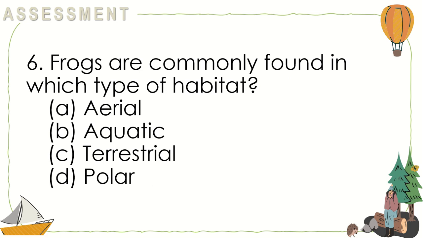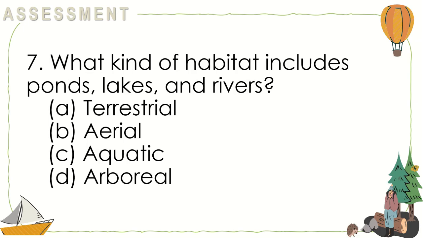Number 6. Frogs are commonly found in which type of habitat? A. Aerial, B. Aquatic, C. Terrestrial, or D. Polar. Number 7. What kind of habitat includes ponds, lakes, and rivers? A. Terrestrial, B. Aerial, C. Aquatic, D. Arboreal.